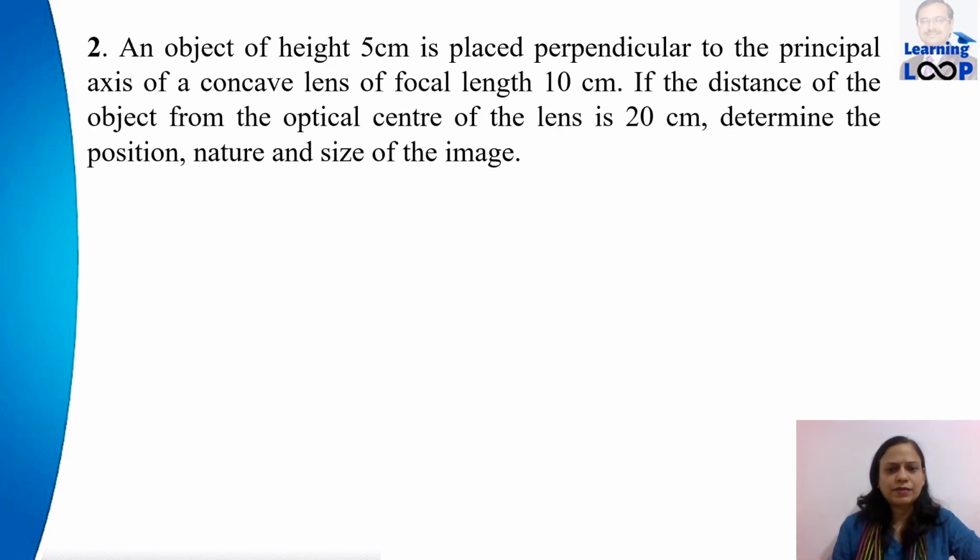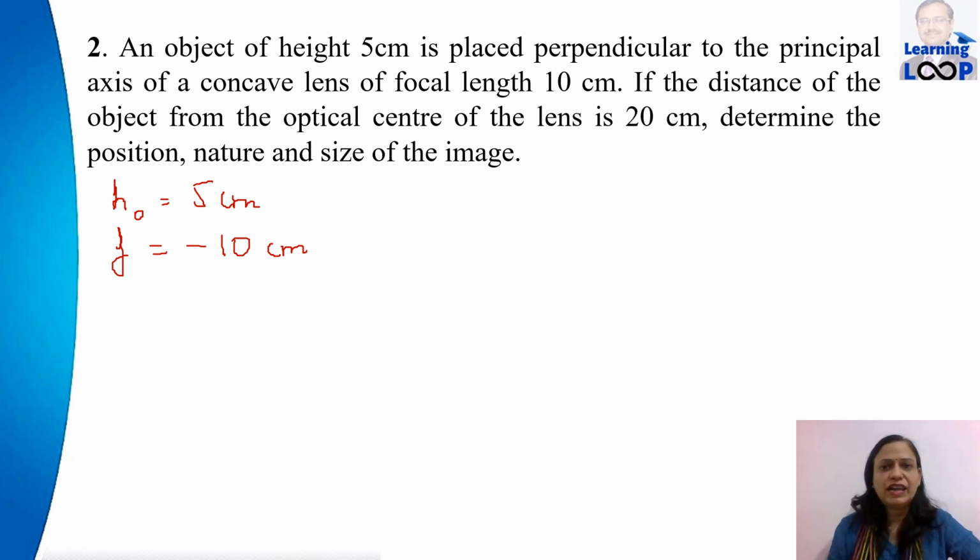Now in the second question, an object of height 5 centimeters. So the height of the object here is 5 centimeters. Is placed perpendicular to the principal axis of a concave lens. So this time the nature of the lens is concave. So the focal length is going to be negative 10 centimeters. Remember, for a concave lens, we take focal length as negative because it's on the left hand side. If the distance of the object from the optical center of the lens is 20 centimeters. So the distance of the object is 20 centimeters and we know that u is negative. So I have already placed the minus sign before it.